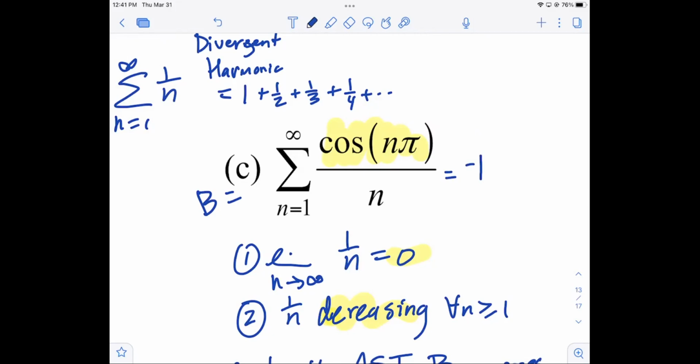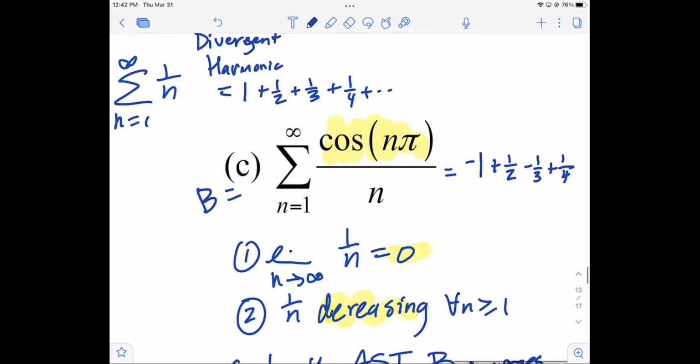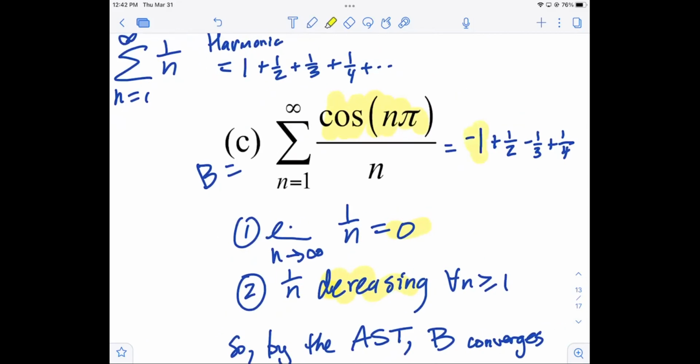And now when n is 2, it's going to be cosine of 2 pi, which is +1. So now it's plus 1 over 2, a half. And then it's going to be -1/3. And then it's going to be plus 1/4, dot, dot, dot. So that's what I mean. I mean that we're subtracting every other term instead of adding it. That makes the sum sufficiently small to converge.